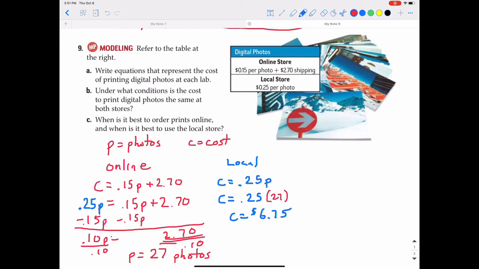And then part C is, when is it best to order prints online and when is it best to use the local store? 27 is the break-even point. That's when it doesn't matter which company you use. But if you're ordering less than 27 photos, you're going to want to use the local store, because with less than 27 photos, there's not going to be a shipping charge. For more than 27 photos, you're going to want to use the online store because it's going to take you ordering at least 27 photos in order to take full advantage of the shipping costs.